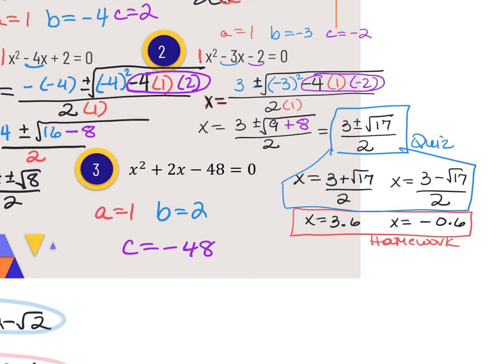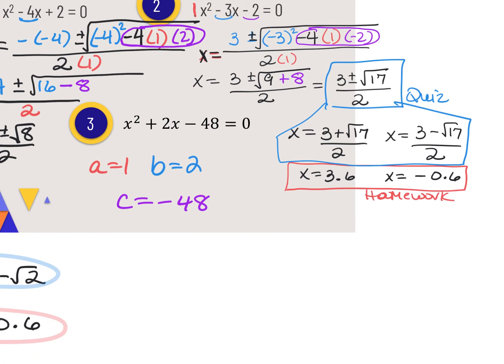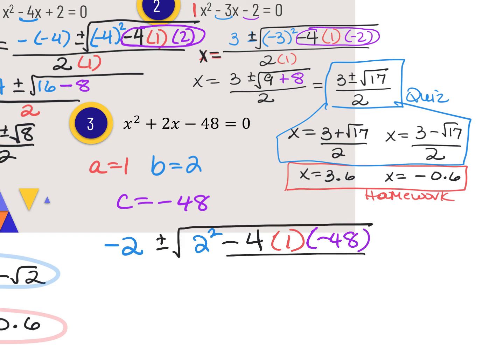I'm now going to go ahead and take these and plug them in to the formula. So opposite of B, or negative B, is -2, and then plus or minus B squared. So then minus 4 times A times C, and again, that's all under the square root, and then 2 times A. And this is going to give me what X equals.